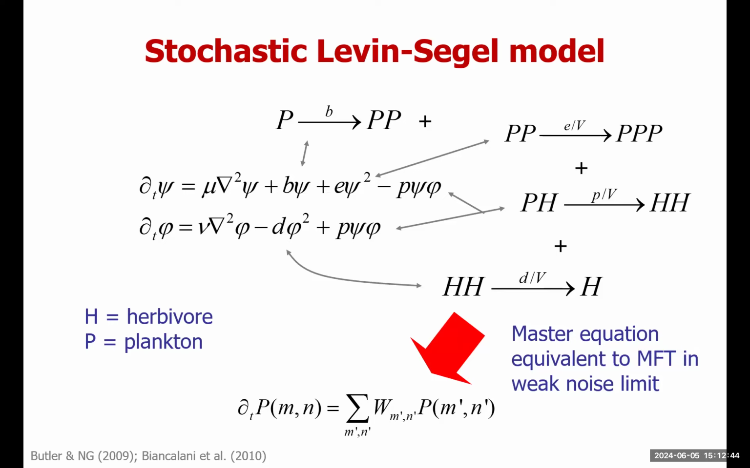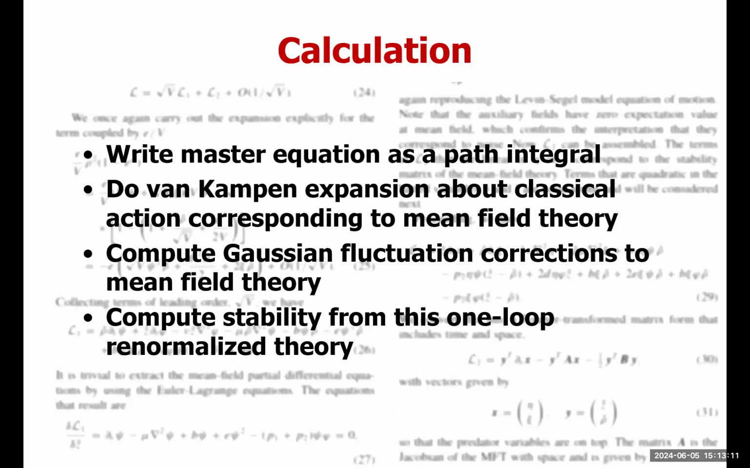So P means the plankton, and H means herbivore. And so every term here, just like I showed you at the beginning of this lecture, has a stochastic term, and so you can work out what it is, and then you can work out the master equation, which is equivalent to the mean field theory in the no-noise limit. So you write this down as a master equation like that, and you work out the probabilities. And so here in the background is some of the stochastic field theory.